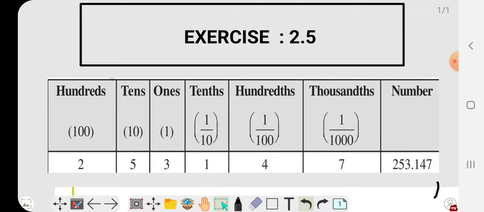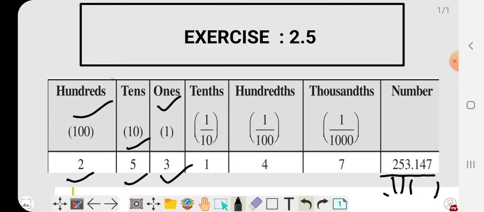See here, this is simply the expansion of decimal numbers. As you have learned earlier, expansion of numbers. See, there is a decimal number 253. Before the decimal, the places are termed as ones, tens, hundreds. So in ones place there is 3, in tens place there is 5, in hundreds place there is 2.